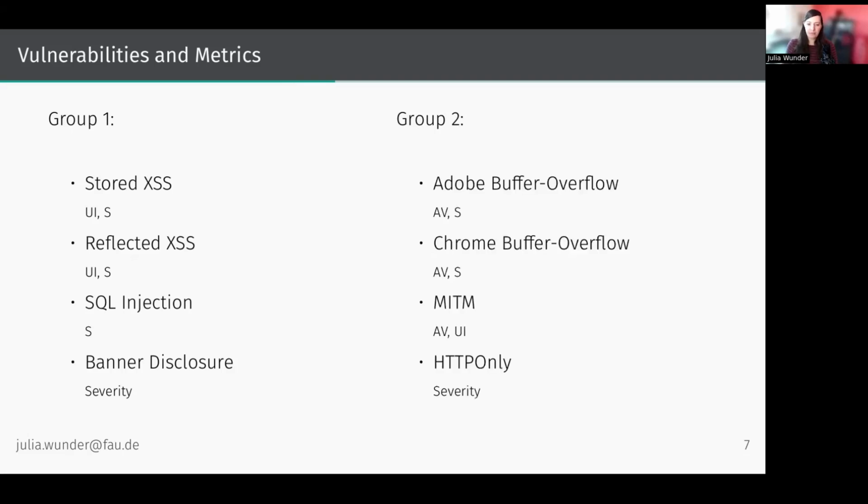For group 2, we had an Adobe buffer overflow vulnerability and a Chrome buffer overflow. These two were our drive-by download vulnerabilities. Then we also had a man-in-the-middle vulnerability, and finally HTTP only as a security deficiency.